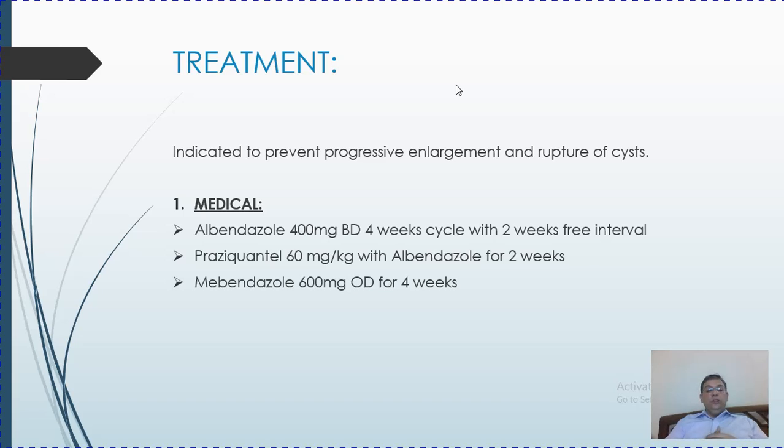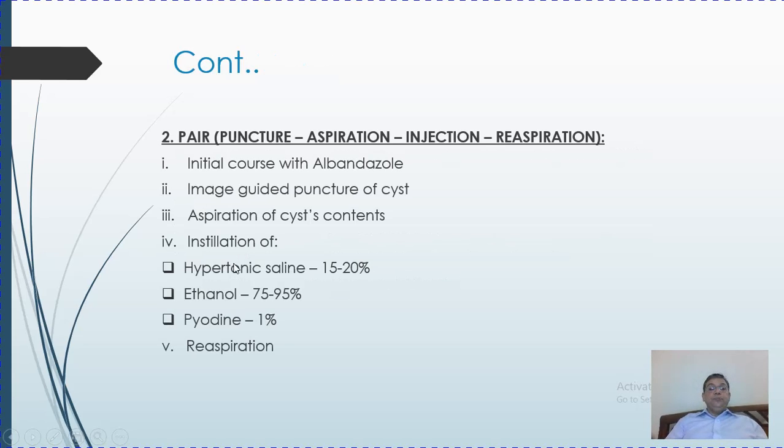So what do we start with? Albendazole 400 milligram BD for a 4-week cycle with a 2-week free interval. Usually we use 3 to 4 cycles, okay. And praziquantel and mebendazole can be used. All these 3 drugs can be used separately and sometimes even in combination as well.